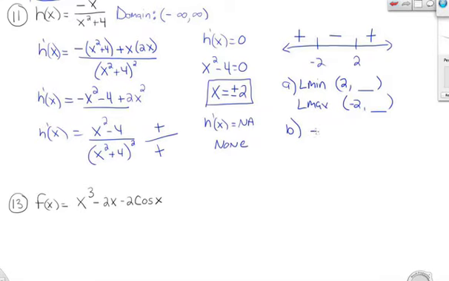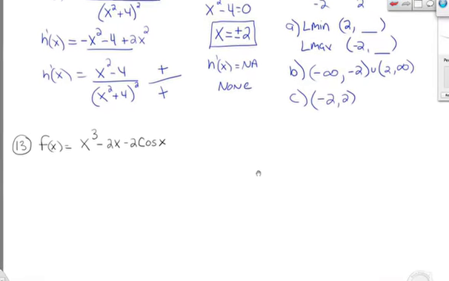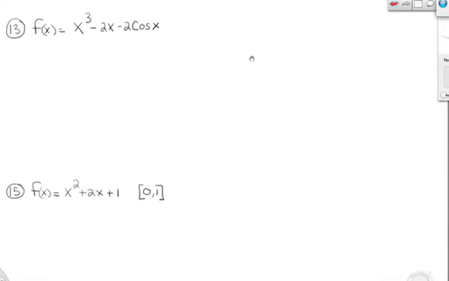Part B, we're increasing from negative infinity to negative 2, and then again from 2 to infinity. We are decreasing from negative 2 to 2. And I think you should take a look at a graph of that to confirm those results.